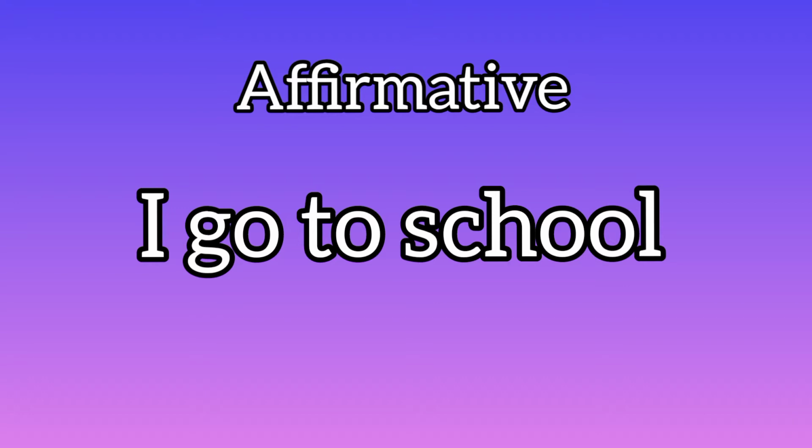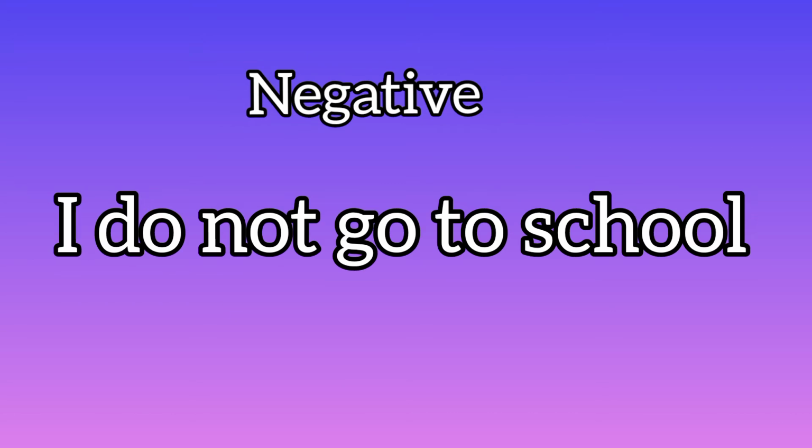For example, I go to school. This is an assertive sentence. Subject plus verb plus other words is the structure of the assertive sentence. It makes a plain statement. The negative form of the assertive sentence is I do not go to school.